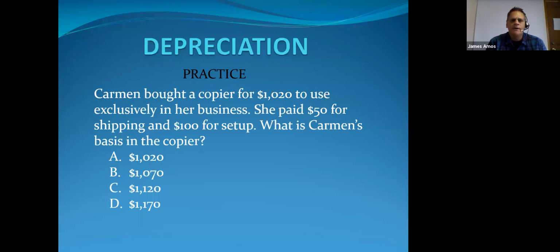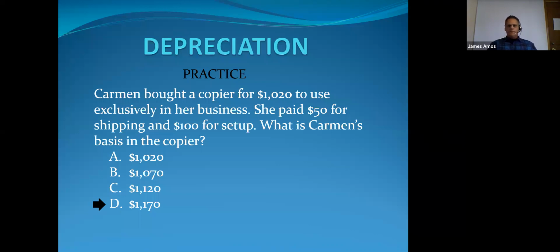Carmen bought a copier for $1,020 to use exclusively in her business. She paid $50 for shipping and $100 for setup. What is Carmen's basis in the copier? A, B, C, or D? There we go. I think I've got everyone's answer now. Okay, good. Good deal. 1170.